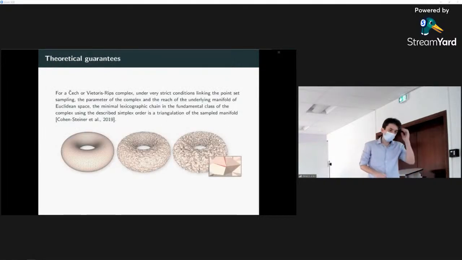So the theoretical guarantees are very strict. In the case of a torus, on the left we have exactly the condition of the theorem. When we add a bit of noise, we still have a triangulation, still zero non-manifold configurations, and it's only when we add more noise, very far from the theoretical guarantees, that we see the first non-manifold configurations. So it does hold for a very dense sample.